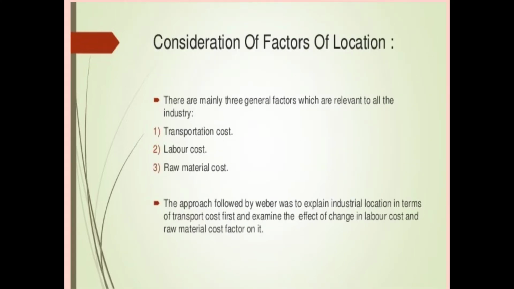Next, consideration of factors of location. For the factors of location, there are mainly three factors, that is transportation cost, labor cost and raw material cost. The approach followed by Weber was to explain the industrial location in terms of transport first, then examine the effect of change on labor and raw material.